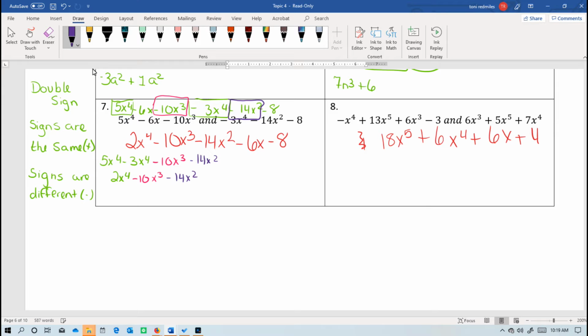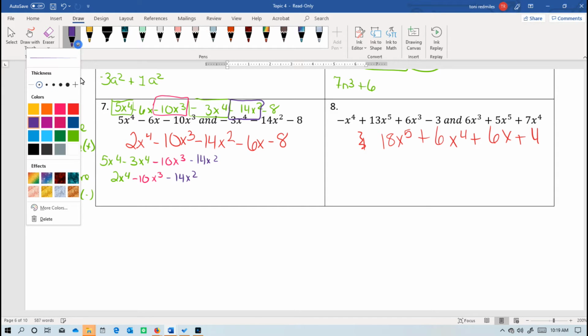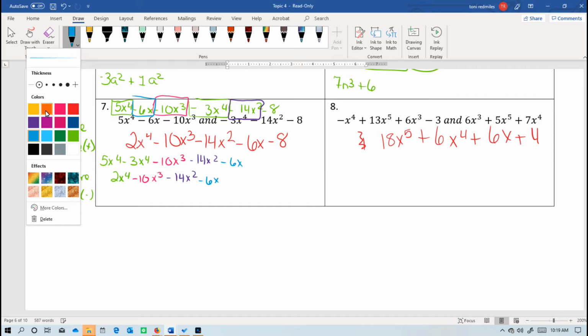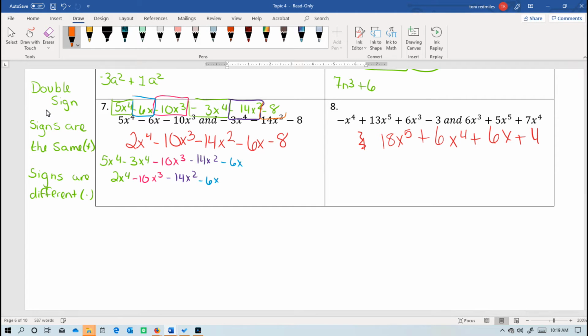And actually, this one was not as bad as I thought it was. Nothing is really like anymore, huh? So we have this term. This is our only x term. And it just gets dropped down, because it's not like with anything. And the last term is that negative 8. It's also not like with anything. So it just drops down. All right, let's do this one.